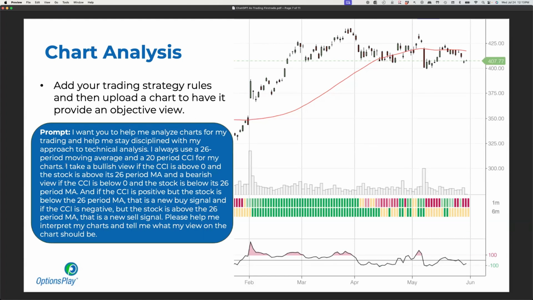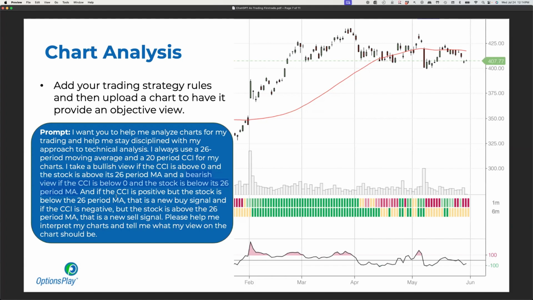I'll take a bullish view if the CCI is above 0 and the stock is above its 26 period moving average, right? So simple: momentum is positive, trading above its moving average, that's considered bullish. And a bearish view is if the CCI is below 0 and the stock is below the 26 period moving average. So if the momentum indicator is negative and the stock is trading below its 26-day moving average, then I consider that bearish, right? So in plain English, I'm identifying what indicators I'm using and how I interpret those indicators into a bullish or bearish view.